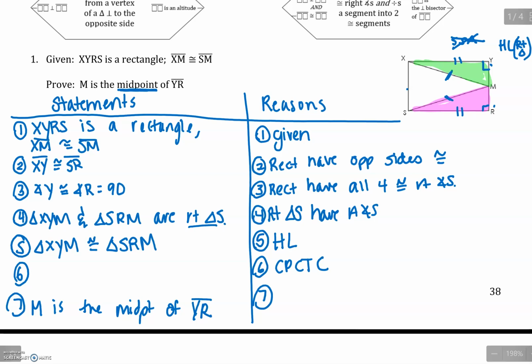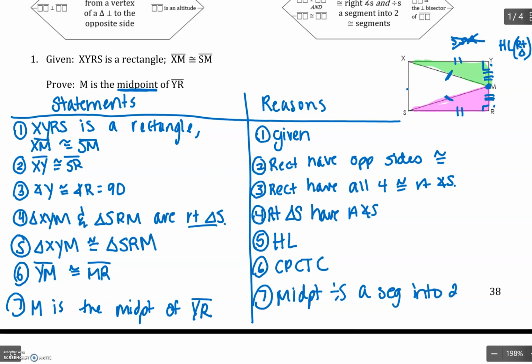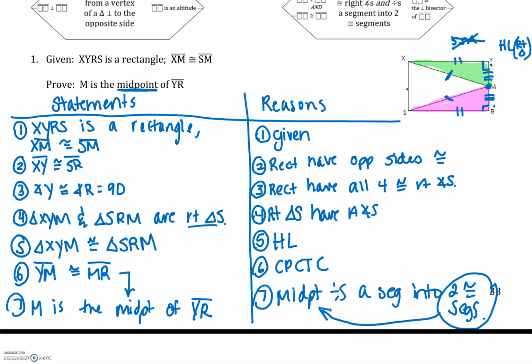So I need to use CPCTC to pick things that would mean that M has to be the midpoint of YR. So from my green and pink triangles, I'm going to pick the fact that from CPCTC, YM has to be congruent to MR. And the reason I'm saying that is because if I know that those are congruent, that means M has to be the midpoint. And I know that that's true because a midpoint divides a segment into 2 congruent segments. I just know it backwards. I knew I had 2 congruent segments, which means I have to have a midpoint. So I went from knowing they were congruent segments to knowing it had to be a midpoint. I've used the block backwards.